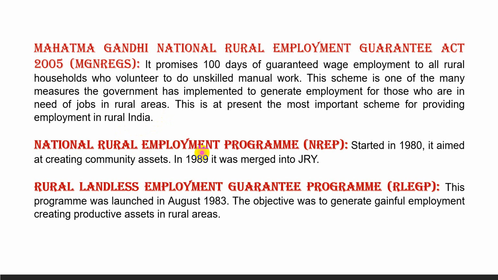National Rural Employment Program, NREP. Started in 1980, it aimed at creating community assets. In 1989, it was merged into Jawahar Rozgar Yojana. Rural Landless Employment Guarantee Program. This program was launched in August 1983. The objective was to generate gainful employment and create productive assets in rural areas.